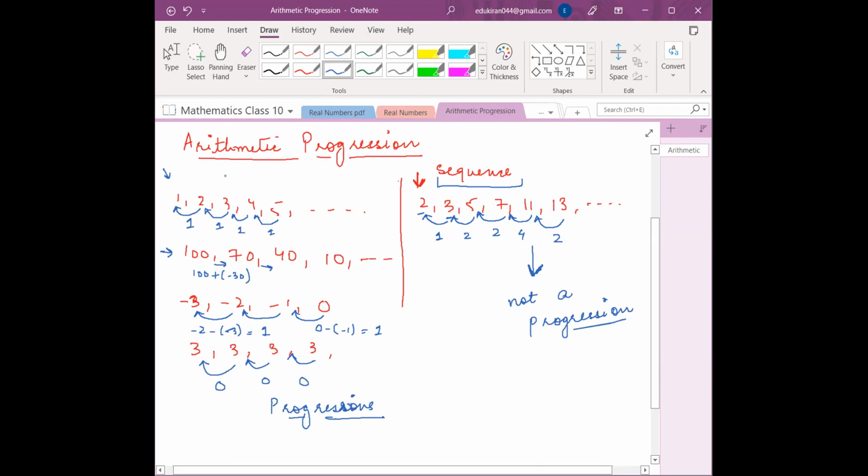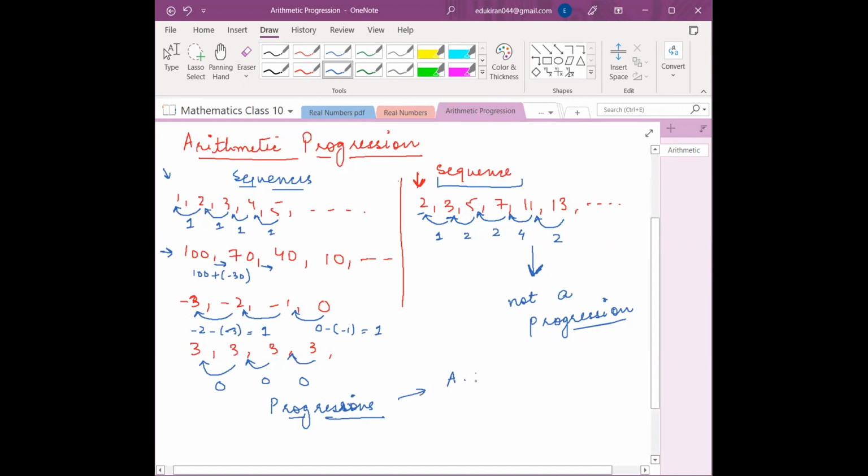Got the point? Yes, ma'am. So these are also sequences. But the left side sequences are actually progressions because there is a general pattern, a general rule which is followed. The right side sequences are just sequences, not progressions. Now, progression can be of different types.